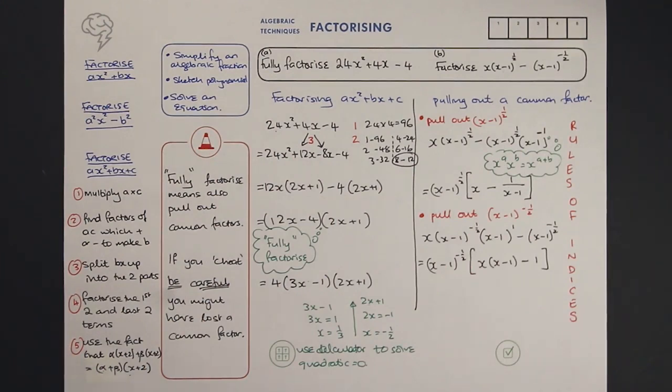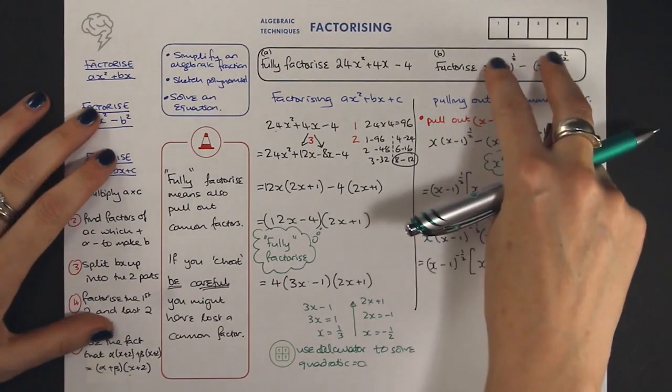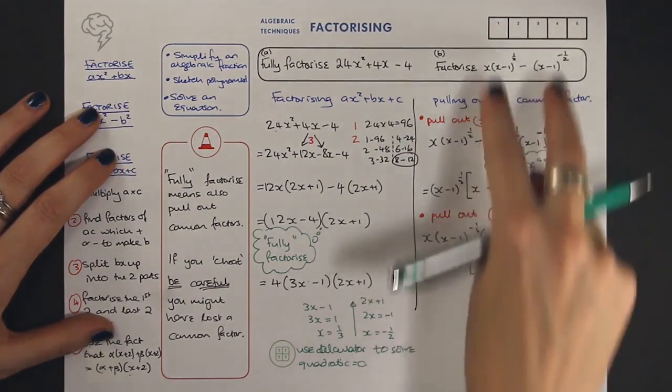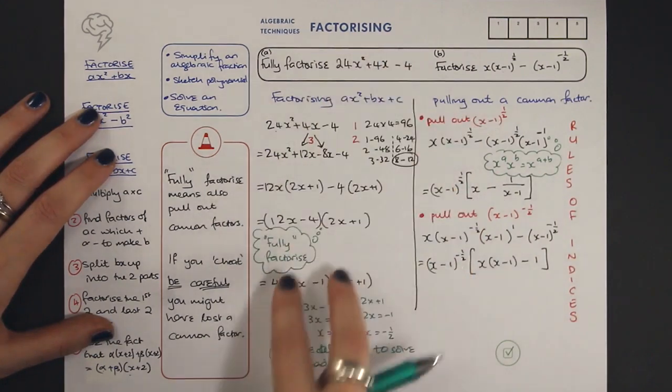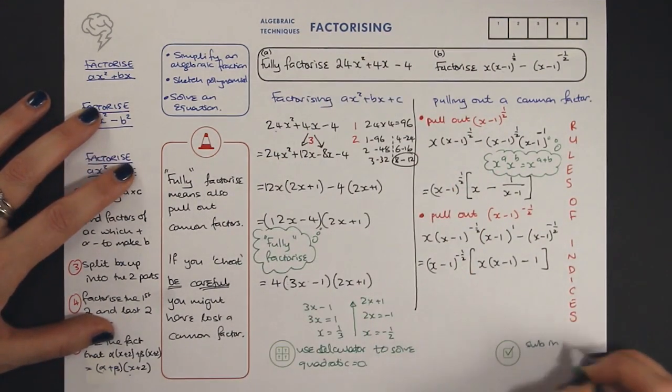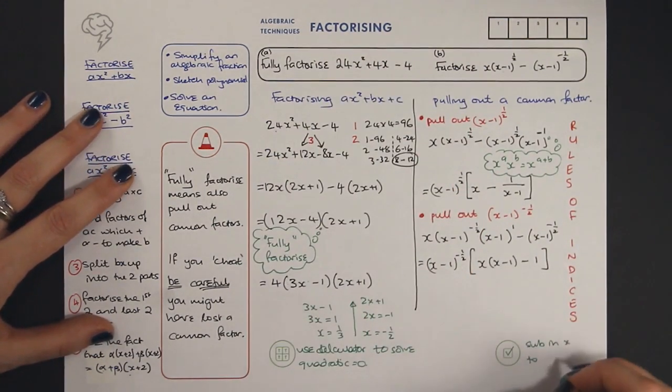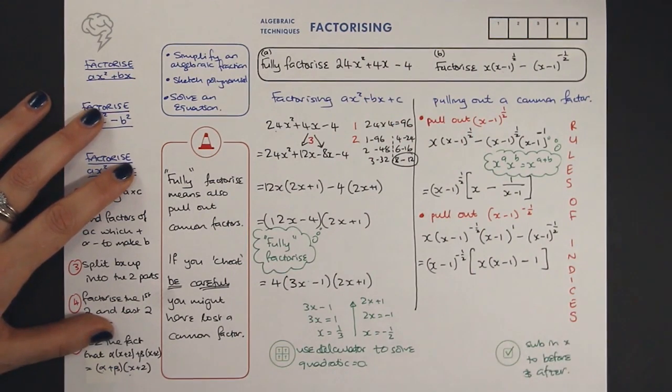How do we check it? Always, always, always check. If I think this is the same as this, or this is the same as this, then I can sub in an x to the before and after, whatever x you like. I use 2.5 to check that it is actually the same.